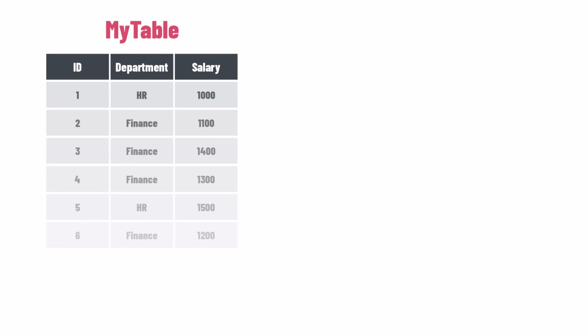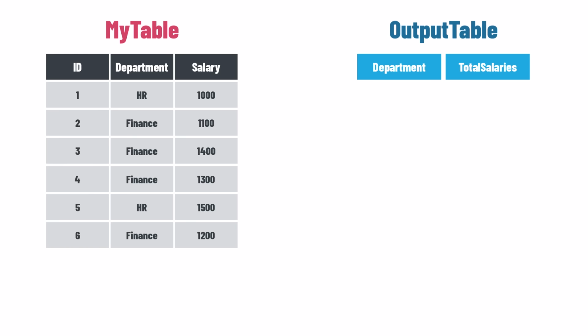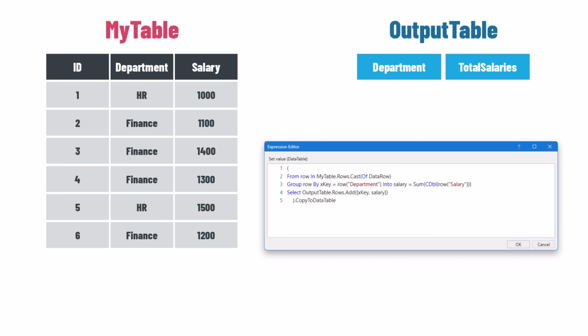I have the following table, which consists of different departments. In each department there are some employees. I want to get the sum of salaries for each department. The result should be written in the following output table. In the first column I want to write the department name. And in the second column I want to write the sum of salaries for this department. For that I can use the following query.